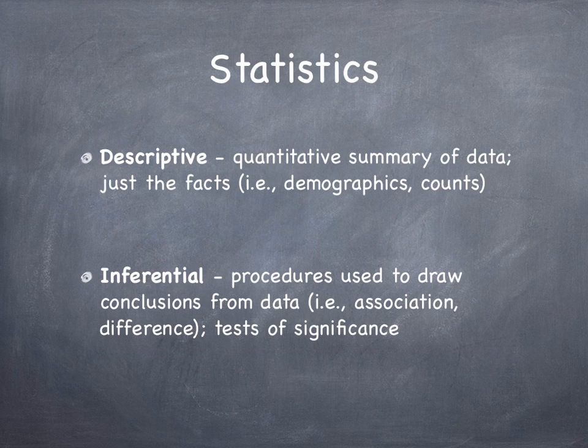So let's categorize statistics as descriptive or inferential. When we use descriptive statistics, just the quantitative summary of data is reported. Just the facts are reported, the demographics or counts or other observed information during the course of a study. Whereas inferential statistics uses procedures to draw conclusions from data, whether it's an association or a difference. These are tests of significance.